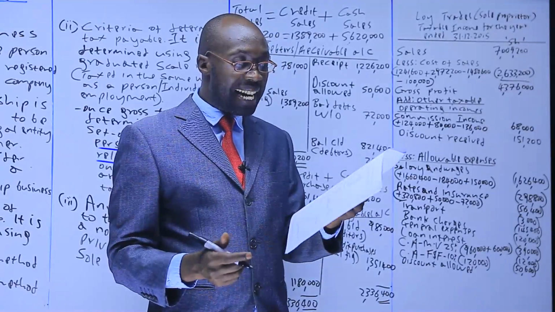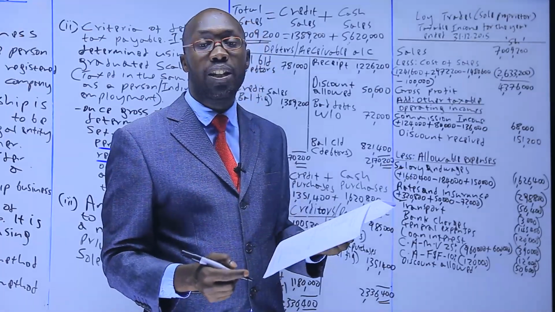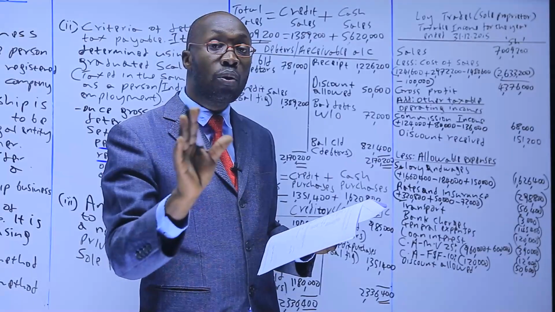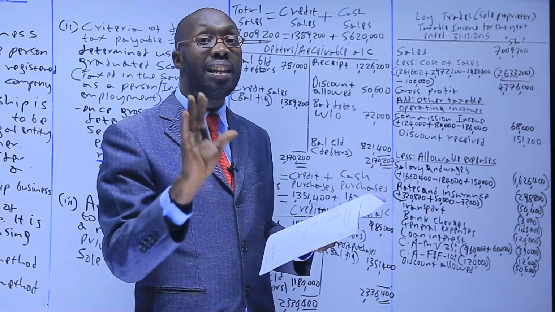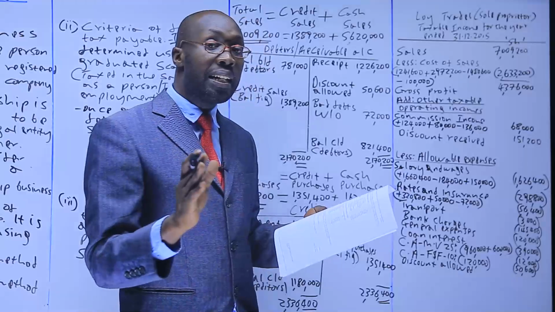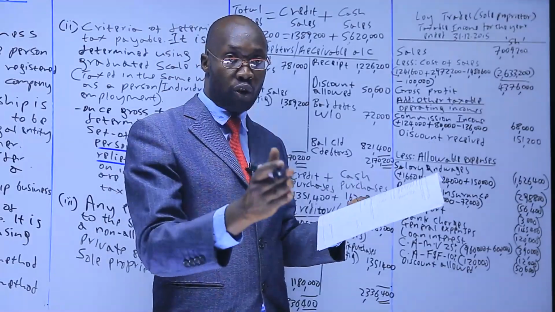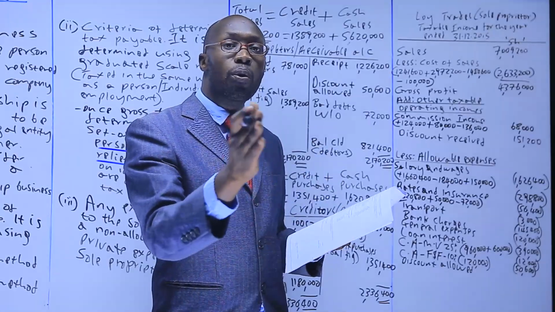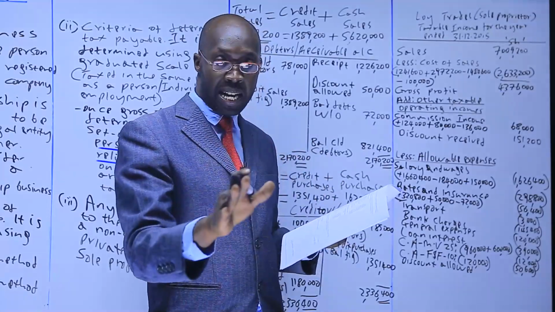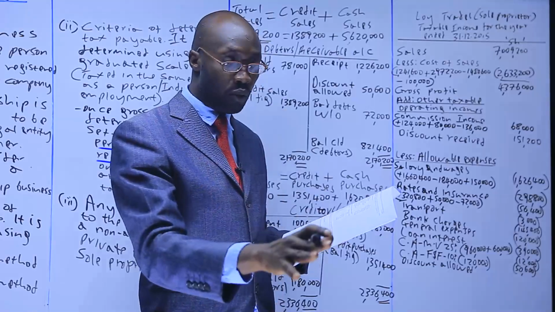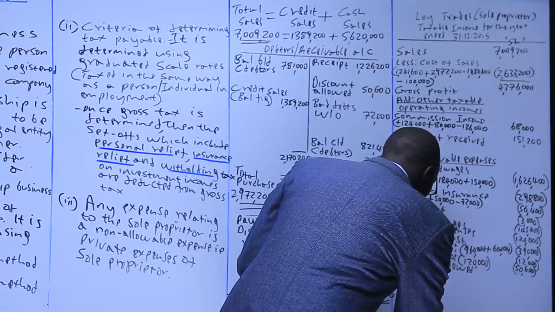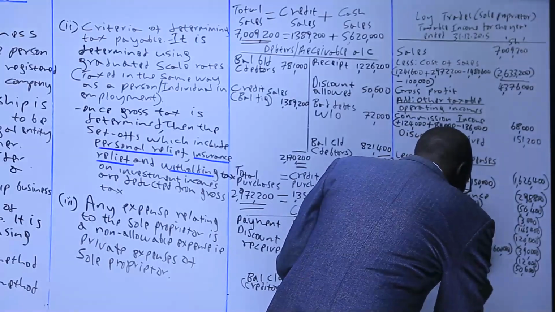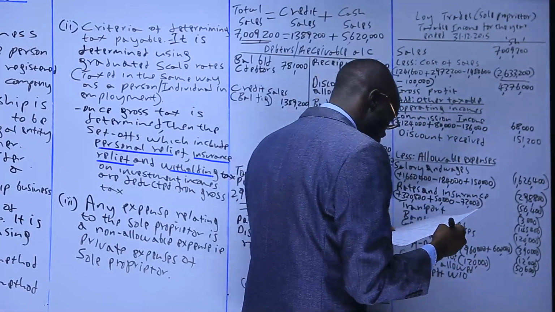Number 4, bad debts written off during the year amounted to 72,000. Trade bad debts written off are allowable, unless we are told they are not relating to the trade, to the business. Take note, don't confuse this with provisions. For provisions, specific provisions we allow, general provisions we don't. Bad debts are bad debts, and they are allowable as long as they are relating to the business. Bad debt written off, which we have 72,000.